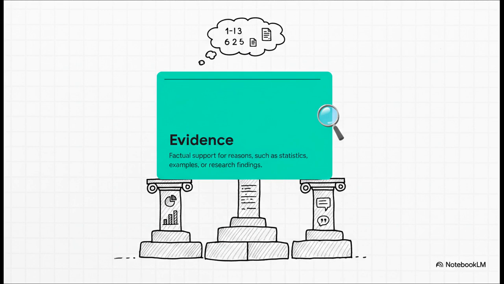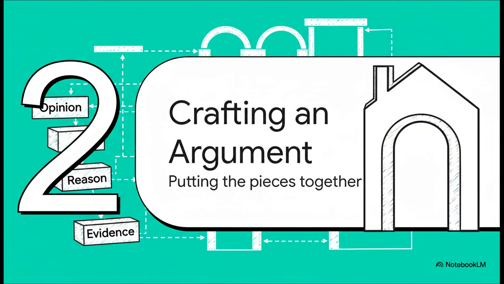And what holds that bridge up? The evidence. This is the solid ground everything is built on. We're talking hard facts, the statistics, the data, the expert quotes. This isn't a belief, it's the verifiable proof. This is the how we know it's true part. So, we've got our three core pieces: opinion, reason, and evidence. Now let's see how they snap together to make an argument that actually works.